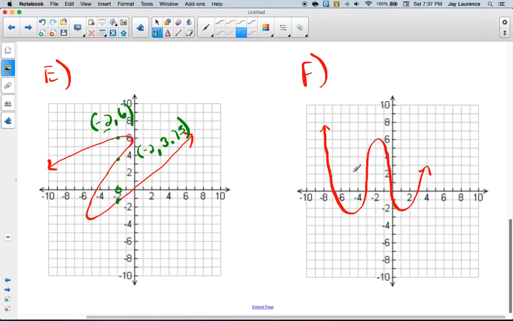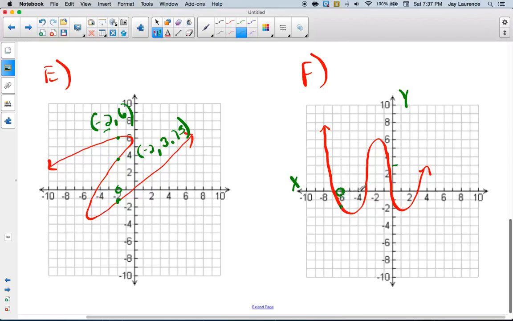Let's check F. Do you see any member of the domain going to more than one member of the range? Any x value going to more than one y value? Well, some of you might go, well, yeah, this one right here. That's not an x value. That's a y value, so I don't care about that. I care if there's an x value, something on the x-axis, that when I go up or down, I hit the graph more than once, like -6. Do I hit the graph more than once? I come down here. No, I hit the graph right there, and that's it.